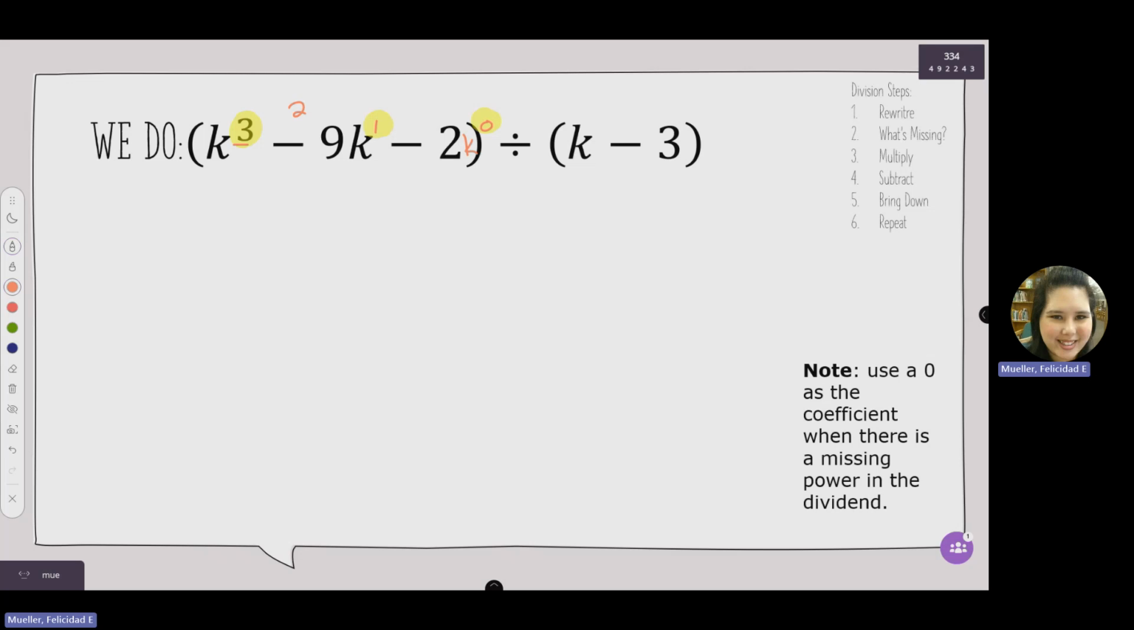So as you can see on our note here, use a 0 as the coefficient when there is a missing power in the dividend. Love proper terminology here. So we are actually missing a k squared. So we're missing a 0k squared. So when we're writing this out, we're going to have k minus 3 and we're going to do k cubed. And since I have a missing one, we're going to do plus 0k squared. Because if I add 0k squared, it doesn't actually change anything. Because when you add 0, you added nothing.